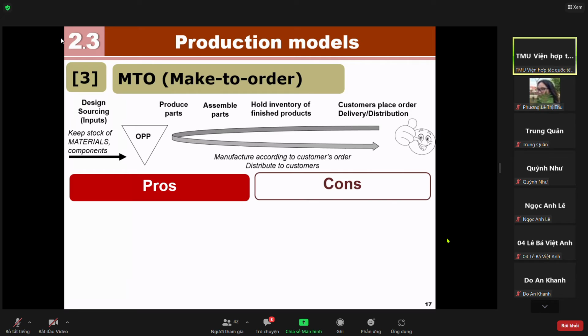So yes, as Hoa also mentioned here, hello Hoa, right? You were late for the class, right? Okay, so as Hoa said here, the product can be customized, right?